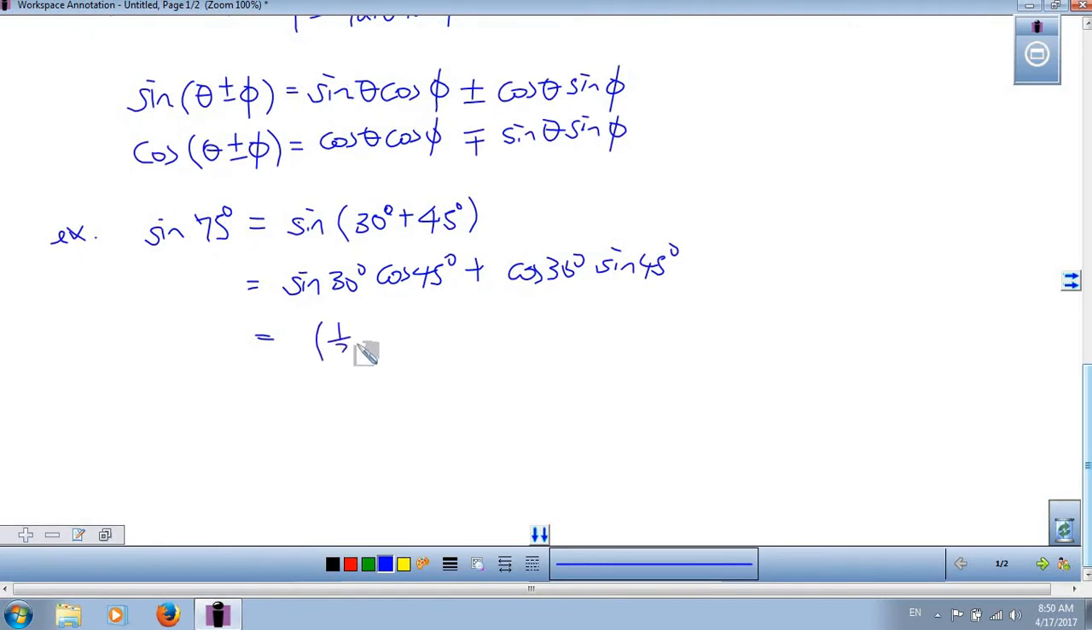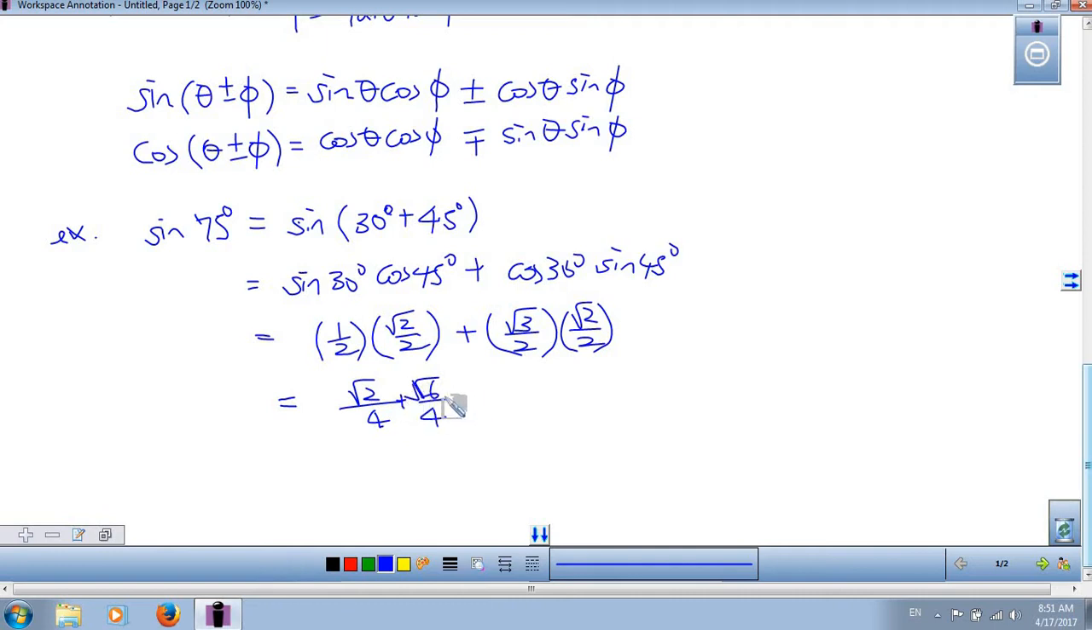Then we can use our unit circle to find the exact answers. Sine of 30 is 1/2, cosine 45 is square root 2 over 2, cosine 30 is square root 3 over 2, and sine 45 degrees is square root 2 over 2. Now we can multiply them together. So it's square root 2 over 4 plus square root 6 over 4. The denominator is the same, so we can write them together: square root 2 plus square root 6, all over 4. This is the expression for the exact value of sine of 75 degrees.